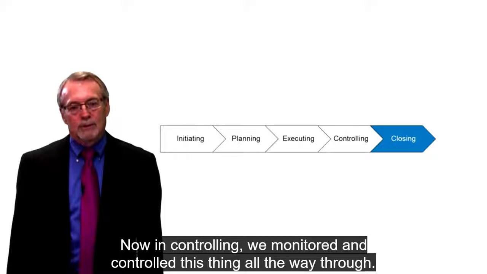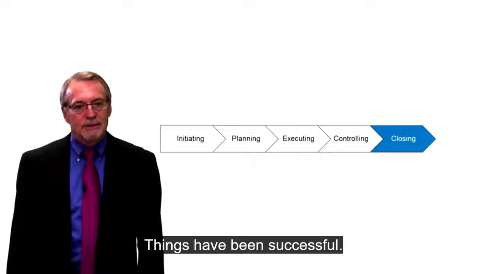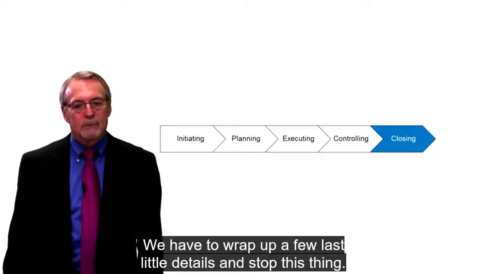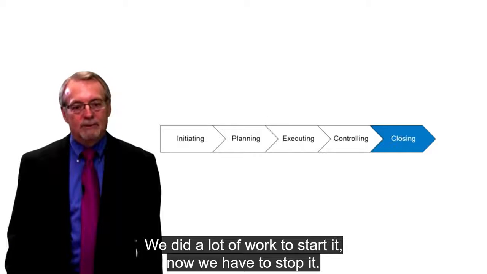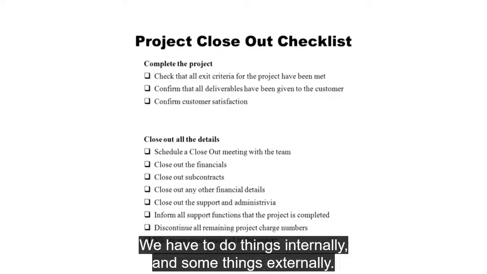Now, in controlling, we monitored and controlled this thing all the way through. And now it's time to stop the project. Things have been successful, it's all done, it's over, it's finished. We have to wrap up a few last little details and stop this thing. We did a lot of work to start it, now we have to stop it. Here's a little checklist of some things you can do.